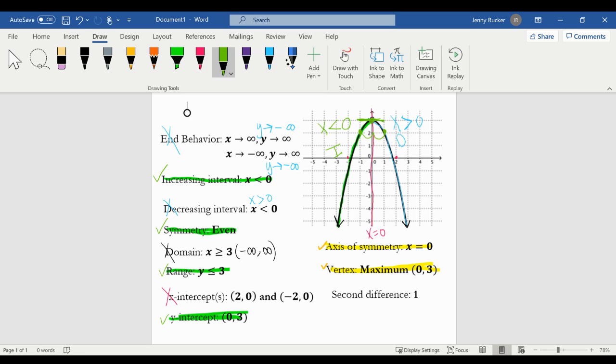Okay, let's take a look at our second difference. We don't have a table, but we do know that this parabola opens down, which means our a value is negative. If our a value is negative, so is our second difference because a is equal to 1/2 of the second difference. So therefore, we know this is not a true statement because it's positive and it must be negative when our parabola opens down.